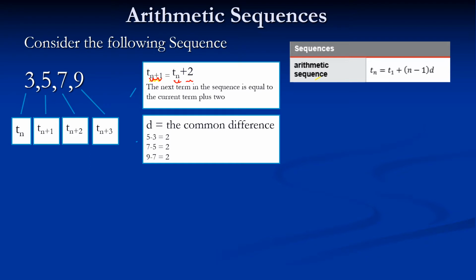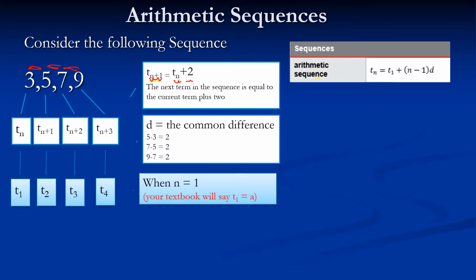And what can you see? The term number equals the first term plus that number minus 1 multiplied by d, the common difference. Now to work out if something is an arithmetic sequence, it's going to have a common difference. A difference is what? Minus. So 5 take 3 is 2, 7 take 5 is 2, and 9 take 7 is 2. Remember, difference just is minus, and it's common, so it's 2. So yes, this is an arithmetic sequence.